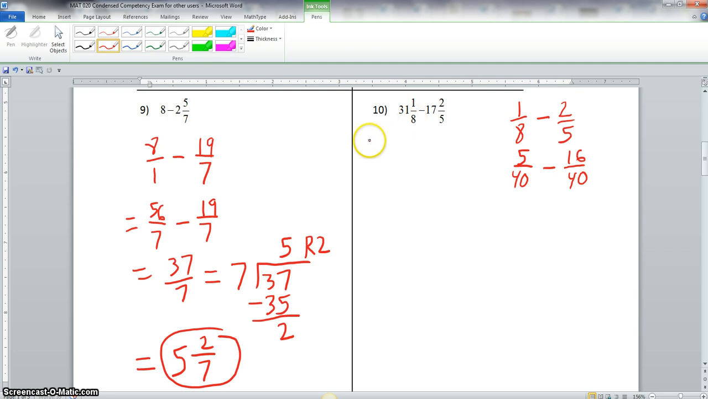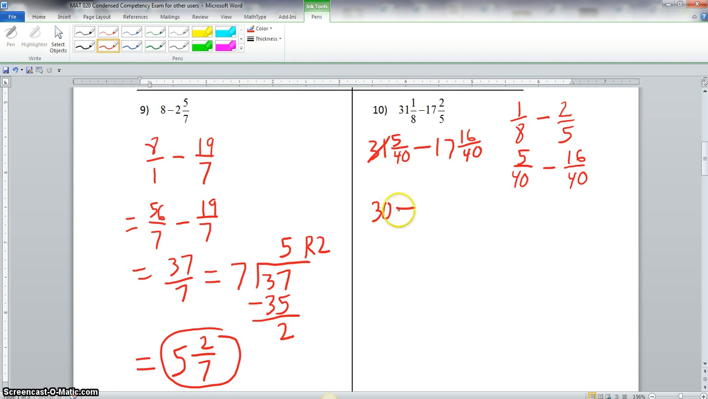First thing we're going to do is write our 31. And then since 1/8 became 5/40, this 5/40 will go with the 31. And then it'll be minus. Now we will have our 17. And 2/5 became 16 over 40. Now what we need to do here, we need to borrow 1 from this 31. That will make it 30.